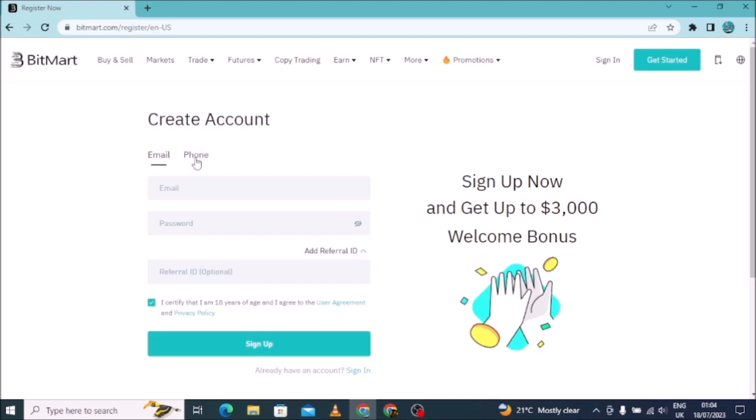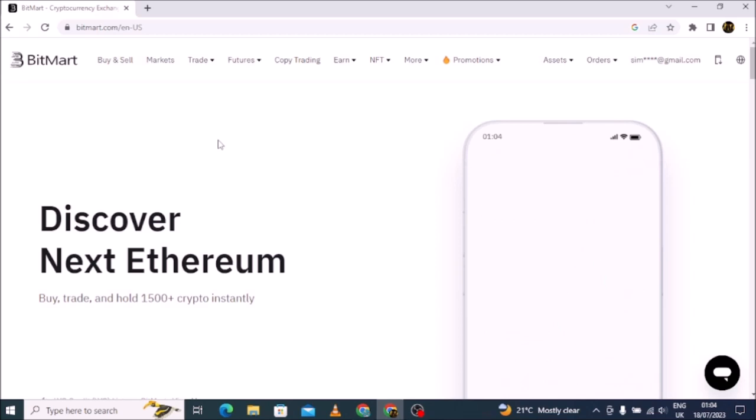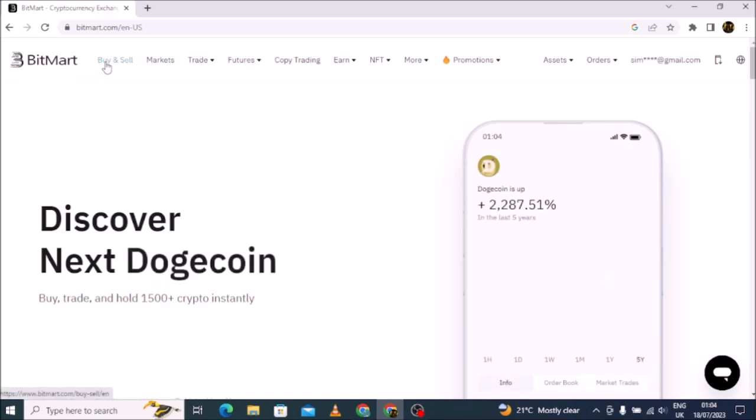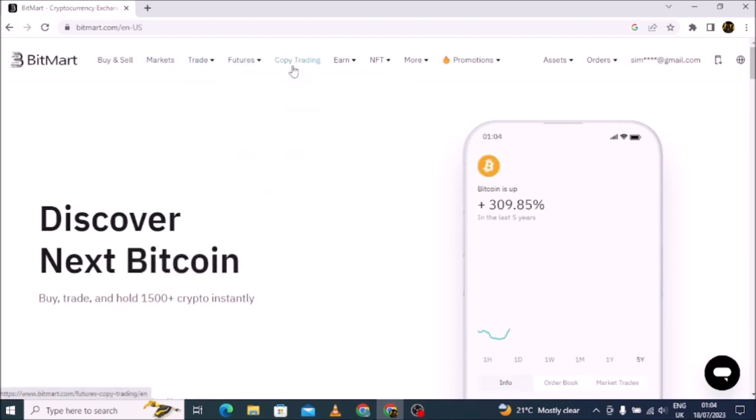Or else you can use a phone number. You put your phone number, the password, the referral link as you can see. Then you confirm that you're 18 and above. Then you sign up. Once you sign up, your Bitmart account will look like this. You can see you'll find here buy, sell, markets, there is trade, futures, and many more. Also, I'll give you a tutorial on how you can use this very exchange.